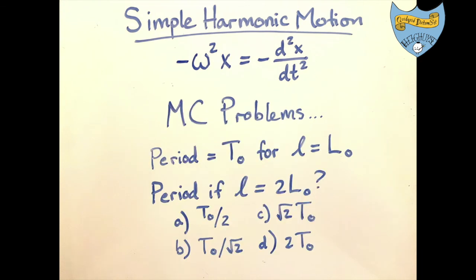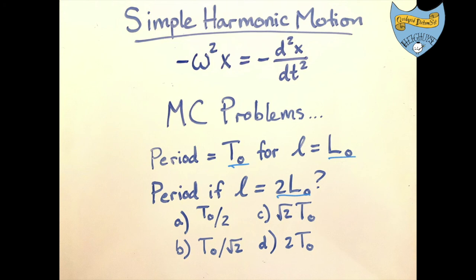The other classic place where you'll definitely see some simple harmonic motion will be on the multiple choice. It's often just straightforward stuff such as this one. Right? They tell you, oh, the period's this when the length is this. What if we double the length? What's that going to do to the period?